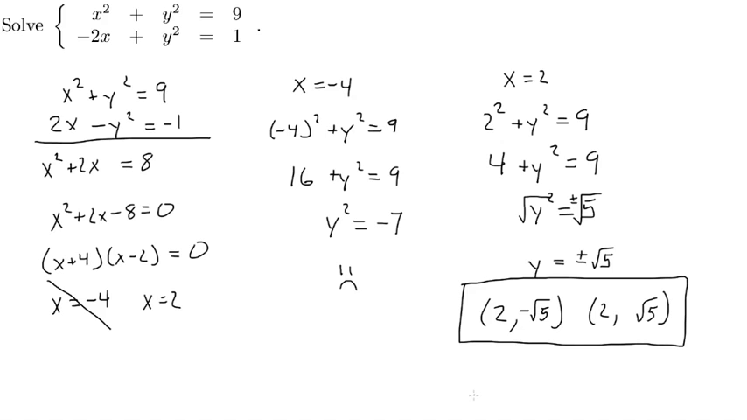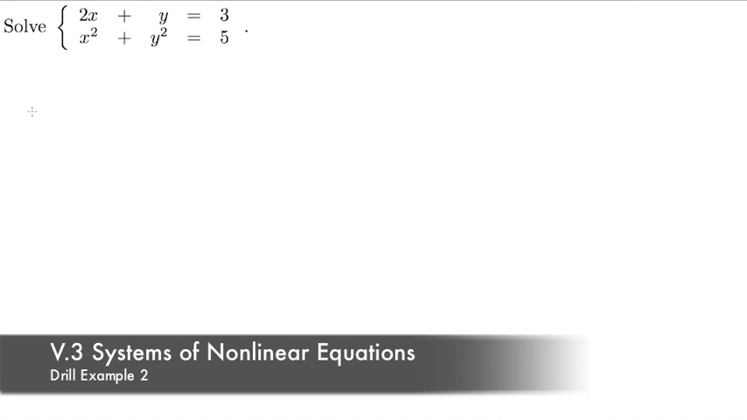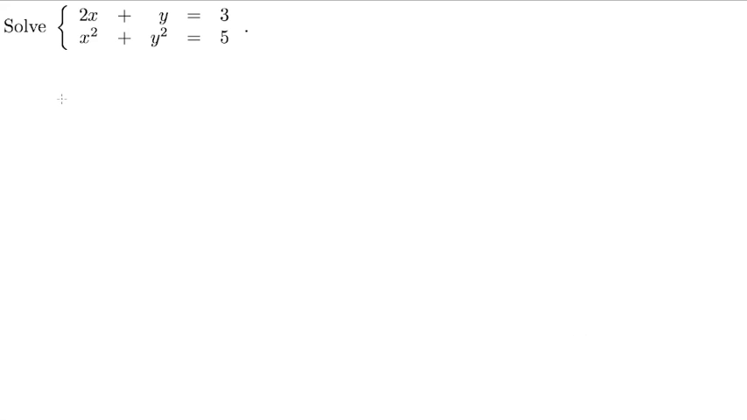This next one, we're going to see elimination is not the way to go. We really have to use substitution to get through it. Take a look at this one. 2x plus y equals 3, x squared plus y squared equals 5.